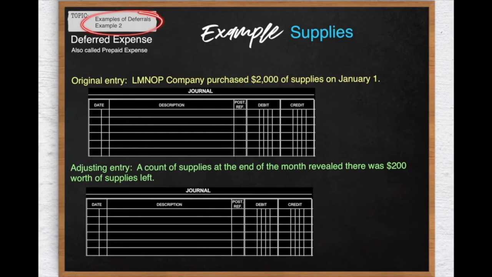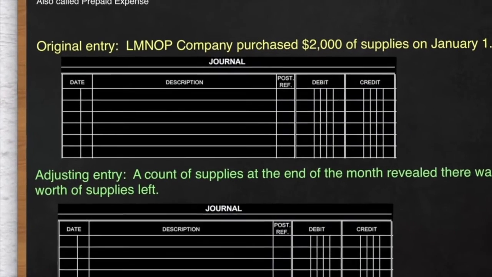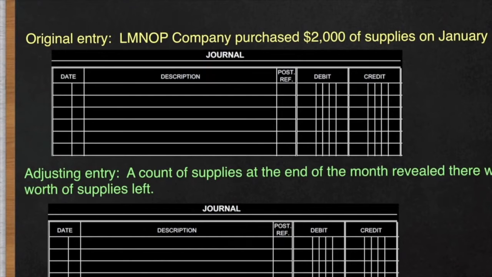Let's go on to the next example. The next example is an example of a deferred expense. It's also referred to as a prepaid expense, so remember that. If you see the word prepaid expense anywhere, that's called deferred expense. Our example in this case deals with the supplies account. Examples of supplies may be paper, pens, staplers, ink for the printer. Those are supplies. So it's a deferral.